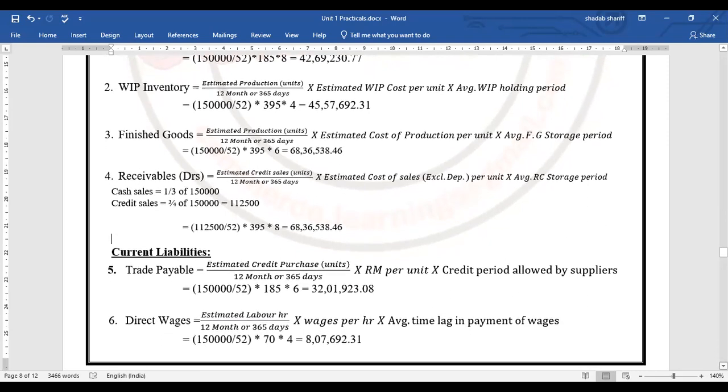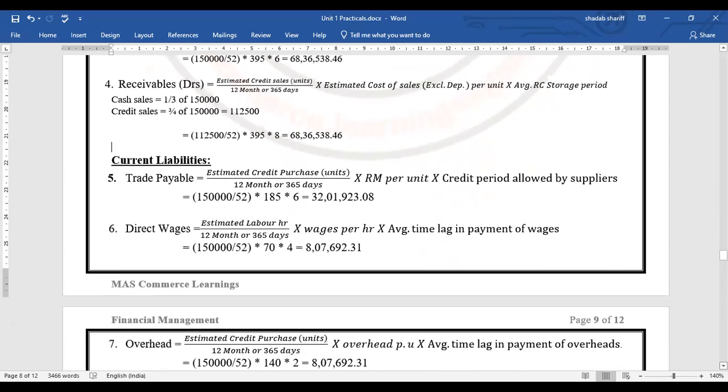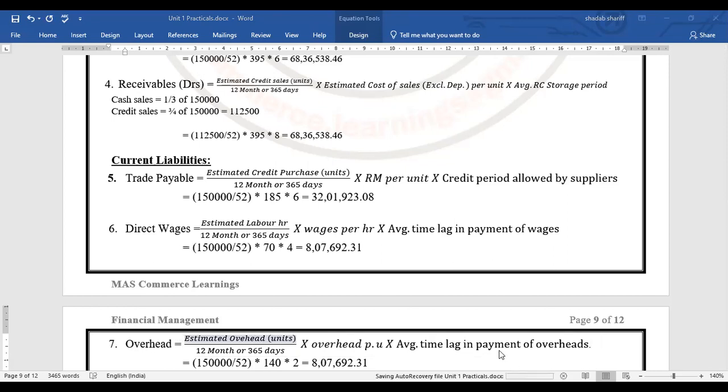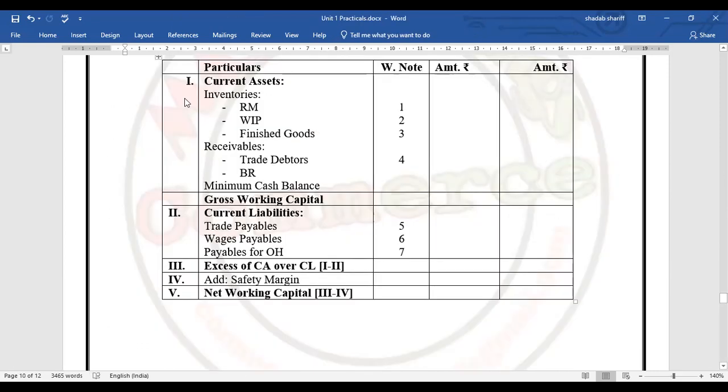Then next one is overhead. For overhead also, that is 1,50,000 estimated production, how much overhead, then overhead per unit amount, how much, then average time lag in payment of overhead, that is 1,50,000 divided by 52 weeks into 140 overhead per unit into 2, that is the time lag in payment of overhead, that is 8,07,692, that is over. This is the statement under which we have to consider everything, that is working note 1.